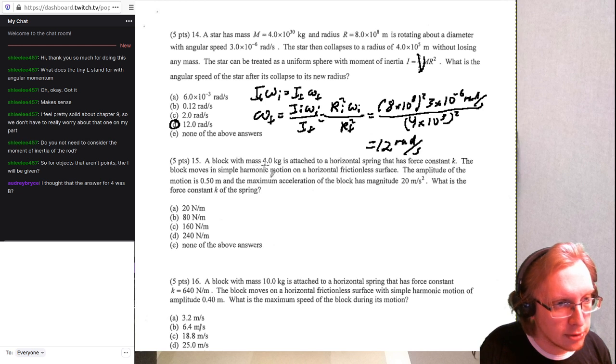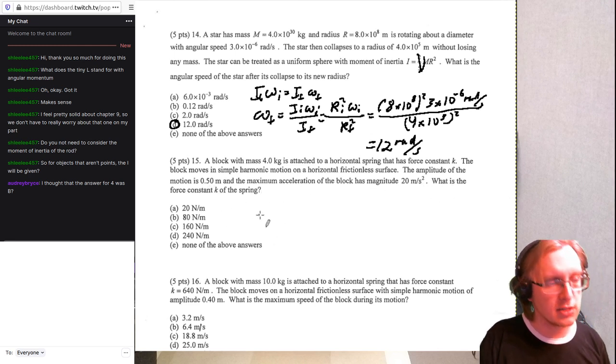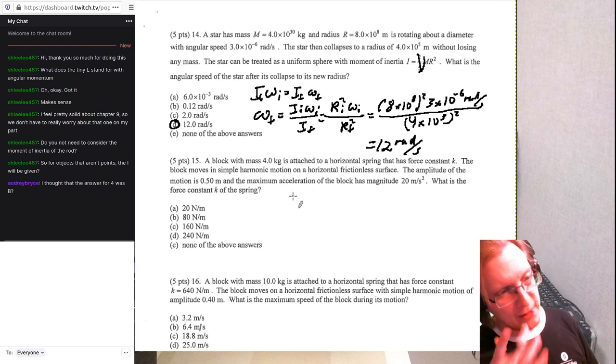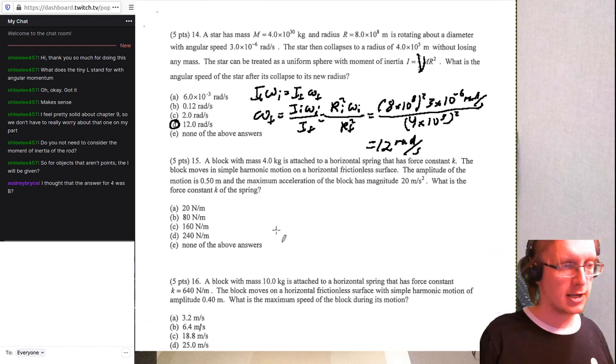All right, a block with mass of 4 kilos is attached to a horizontal spring with a force constant of K. The block moves in simple harmonic motion on a horizontal frictionless surface with an amplitude of half a meter. Maximum acceleration is 20 meters per second squared. What is the force constant of the spring? Alrighty, springs, woo, oscillating motion. All right, let's see here.